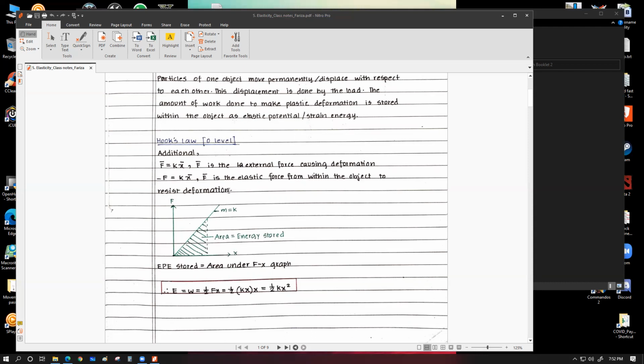So if we consider that force and want to write the elastic formula for that force as a vector quantity, it would be given as minus F equals kx.